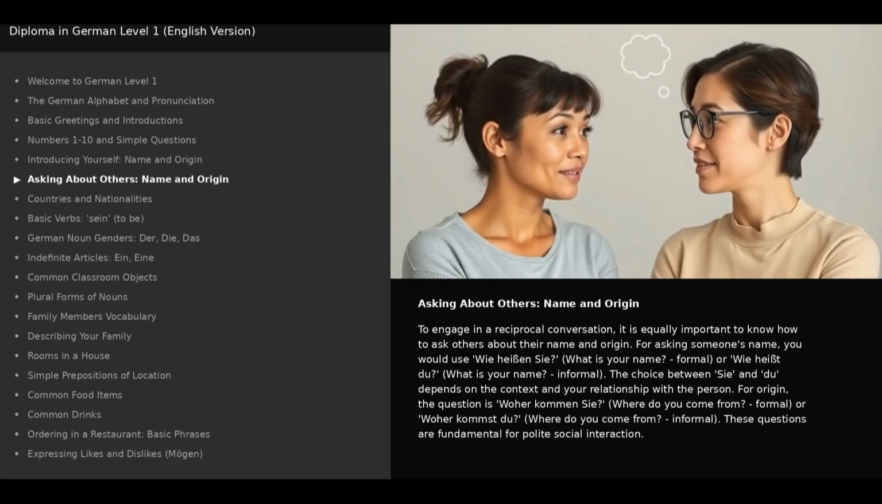Asking about others. Name and origin. To engage in a reciprocal conversation, it is equally important to know how to ask others about their name and origin. For asking someone's name, you would use "Wie heißen Sie?", What is your name? Formal. Or "Wie heißt du?", What is your name? Informal. The choice between Sie and Du depends on the context and your relationship with the person.